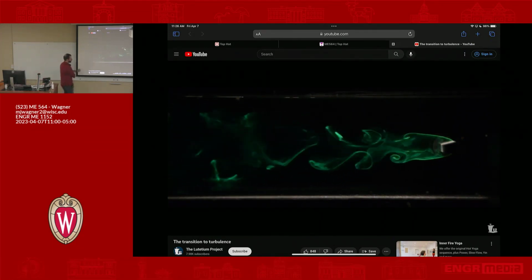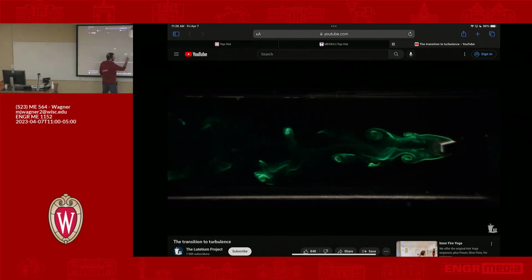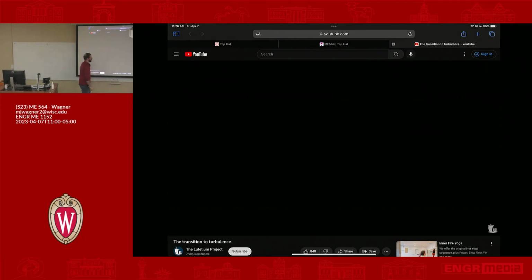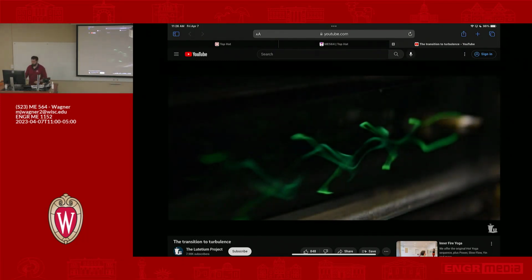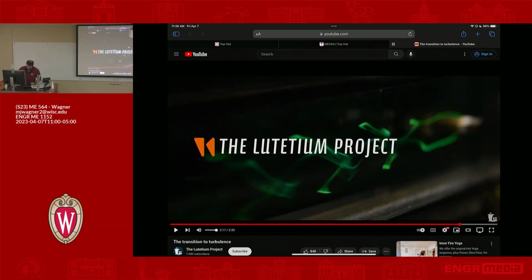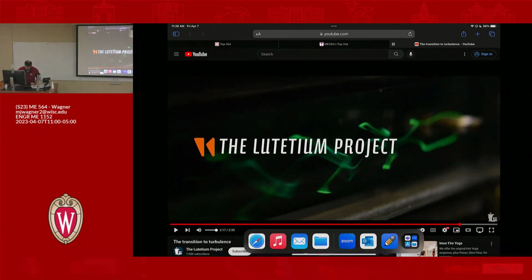You can actually see that even though the bulk flow is going this way, there are positions where the flow is entirely reversed too, right? So, yeah, that's kind of interesting. All right, so let's look back here.